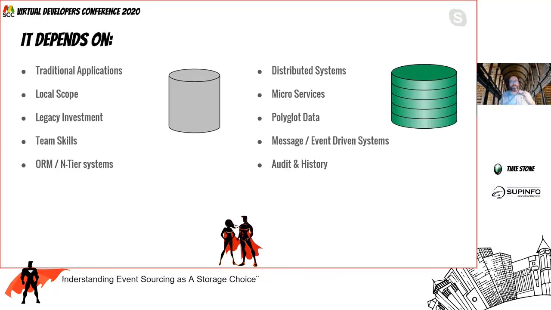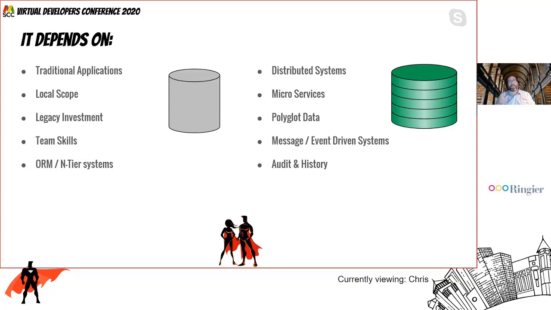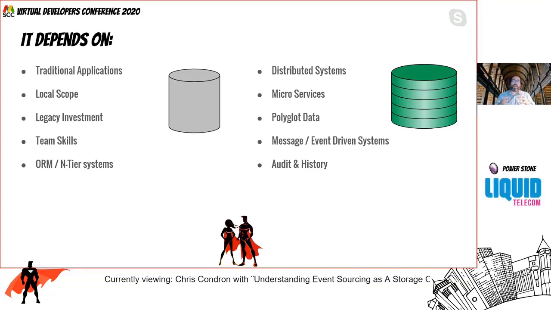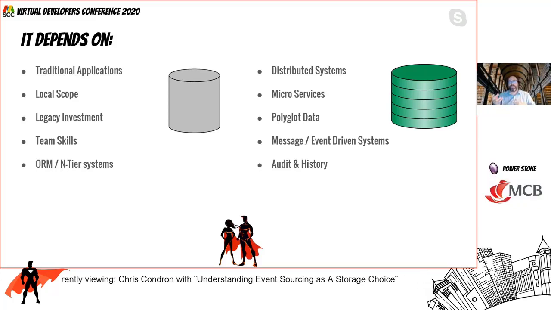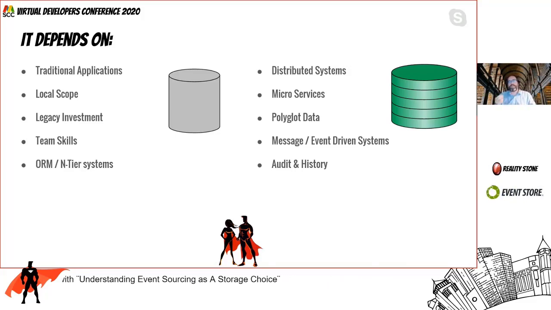So let's get back to what we were talking about before. If you've got a traditional application, if you can have a relatively local system, I'm not talking about, you know, it has to be a single machine, but you can run a cluster, you've got a local scope. If you've got a lot of legacy investment, if you've got a strong set of team skills around relational databases and those tools, those ORM type tools you're building into your systems, then you're really going to want to look at using a relational database.